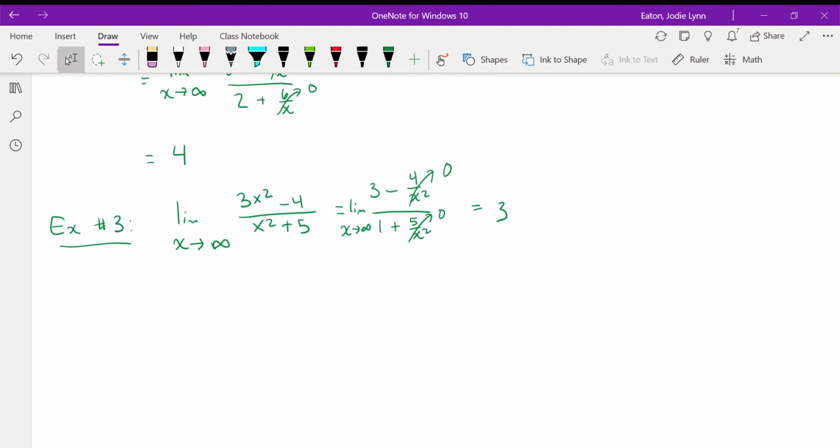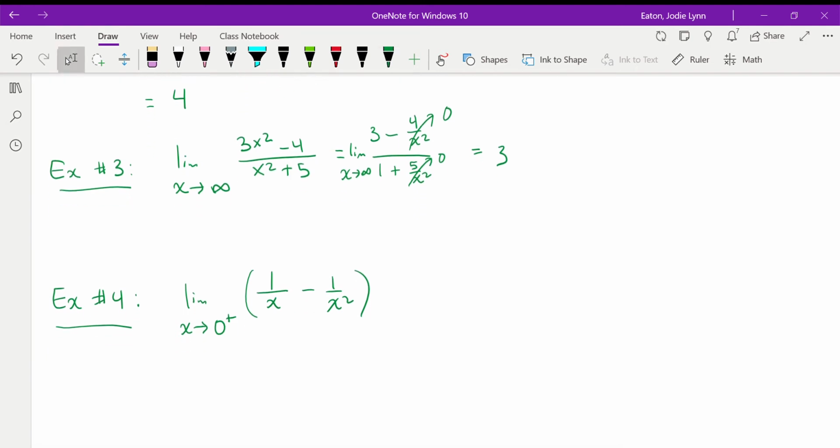Okay, example number 4. So we are going to try the limit as x approaches 0 from the positive side of 1 over x minus 1 over x squared. We're going to take the limit of this whole thing. So clearly, as we're approaching 0, this isn't going to work. The first thing we're going to try to do is get this into a single fraction.